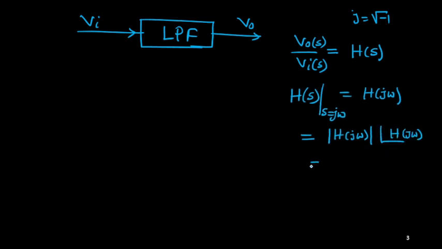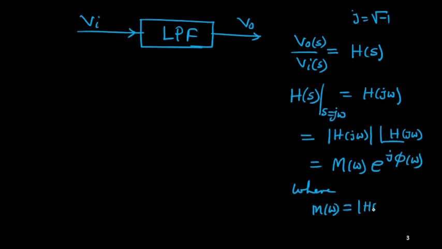So sometimes we write it in this form: this is the magnitude M, a function of omega, and this one we can write in exponential form, e to the power j phi of omega, where M of omega is nothing but the magnitude of H of j omega, and phi is the angle of this one. So I will define this thing, don't worry. So now we need to design the low pass filter. That's how we need to discuss the frequency response of a system.